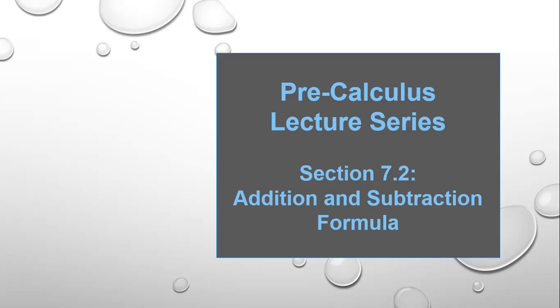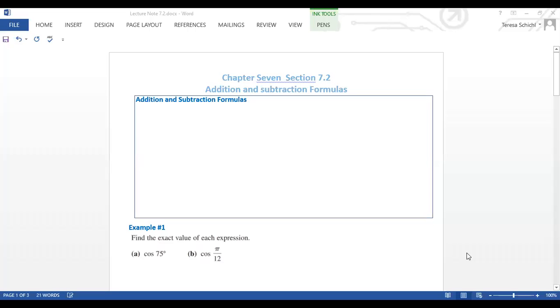Let's go to our worksheets and get started. The first thing is the addition and subtraction formulas. These are pretty useful for finding special angles, so let's see how to use them. The first set is for sine.